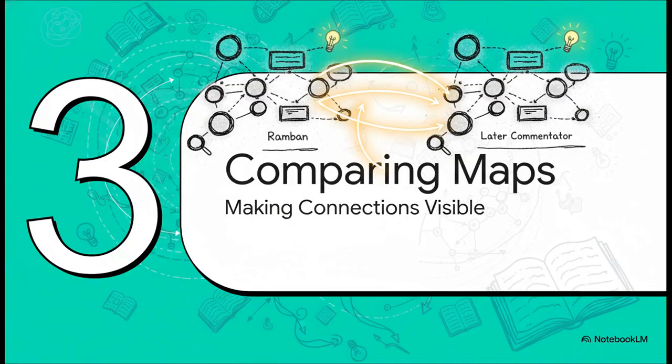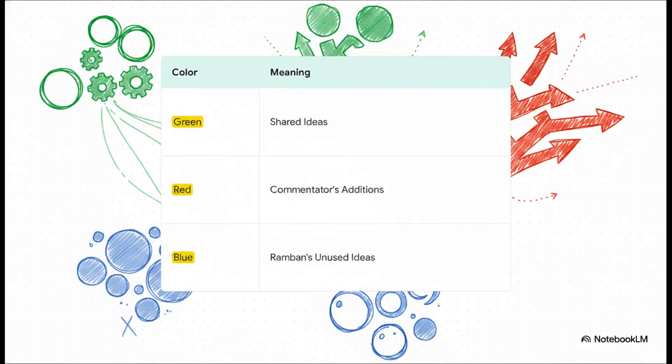And here is the payoff. This is where it gets really amazing. Once we have a conceptual map for Ramban's work and another one for a later commentator, we can just overlay them. And suddenly, that hidden, centuries-long conversation becomes visible. So to understand what we're about to see, you just need this simple color code. It's easy. Green means shared ideas.